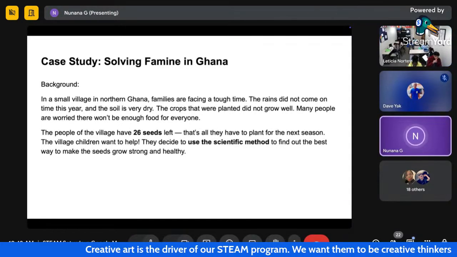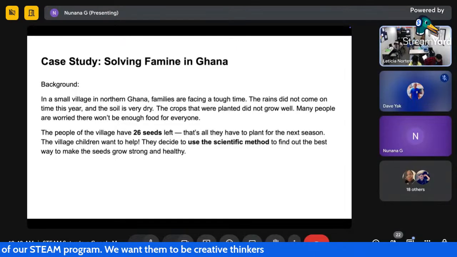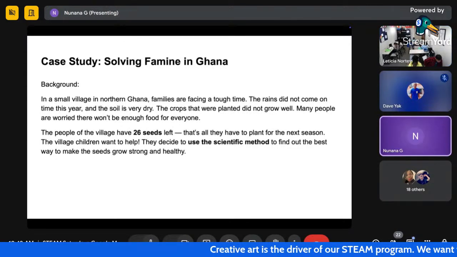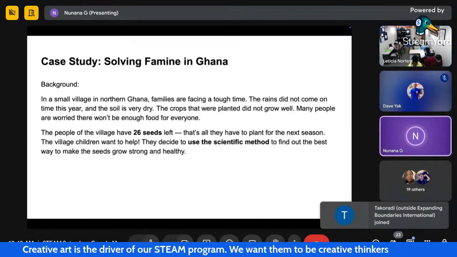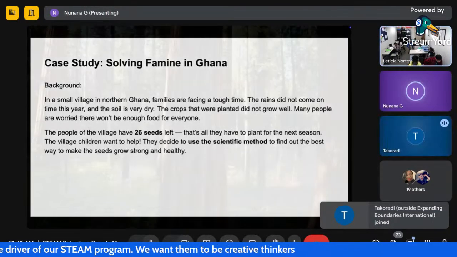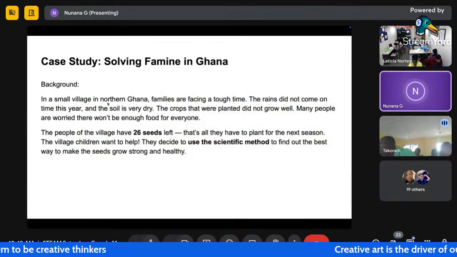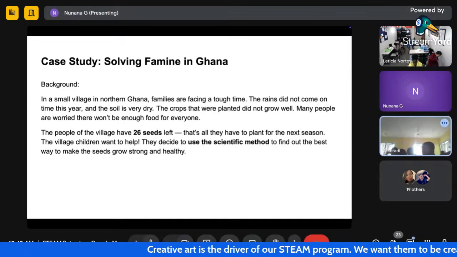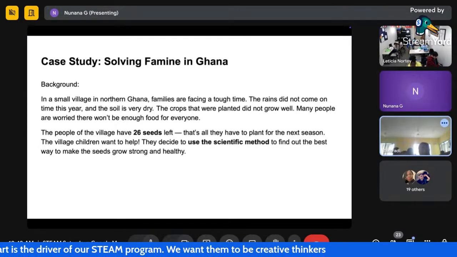so after they ask that question, what is the next thing they will do? Okay, so hypothesis will be a prediction. They'll have to say that if I grow the seed outside or if I grow the seed inside, which one will grow the fastest for them to get food? Does that make sense? Okay.